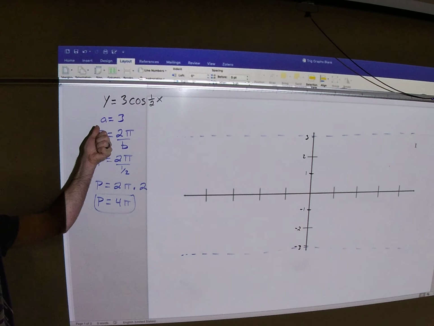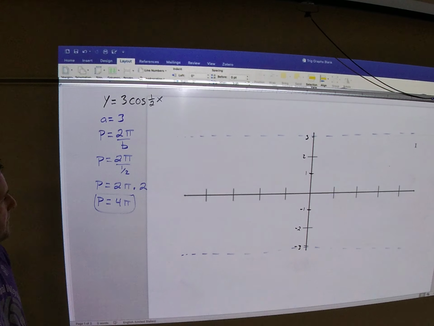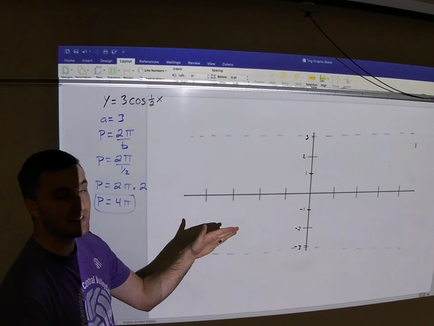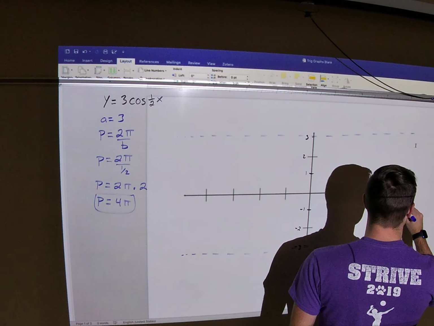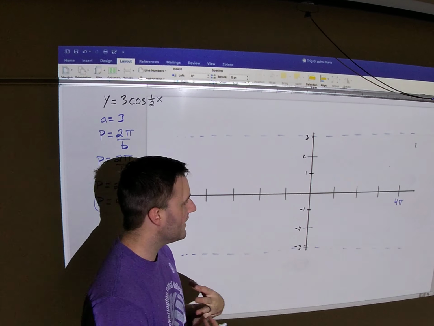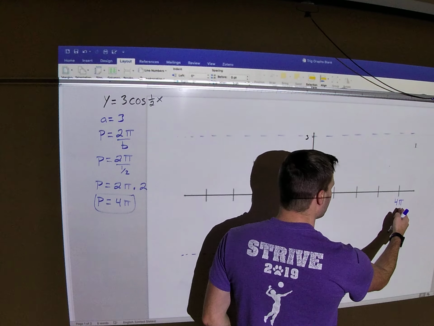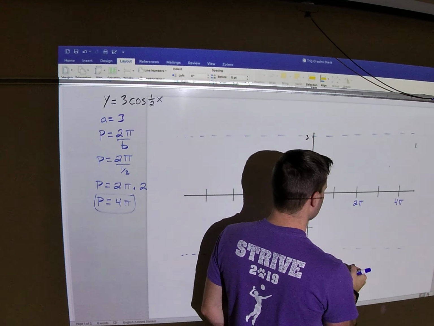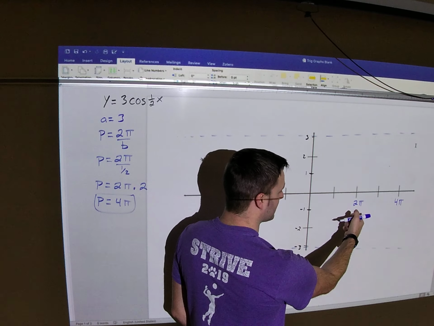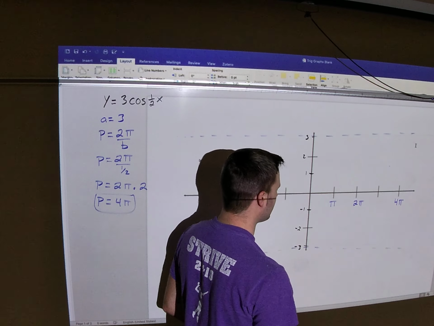So I have my amplitude of 3. I went ahead and just marked these 3 and -3. I have a period of 4 pi. Let's go ahead and make sure that our fourth tick mark then is 4 pi, whatever that distance of period is. So I'm going to make 4 pi. The way that I go through this, if I want to figure out what my other tick marks are: half of 4 pi, which would be my second tick mark, would be 2 pi. Well, half of my second tick mark would give me my first tick mark. So half of 2 pi would be 1 pi.